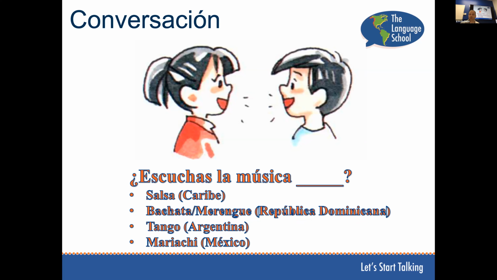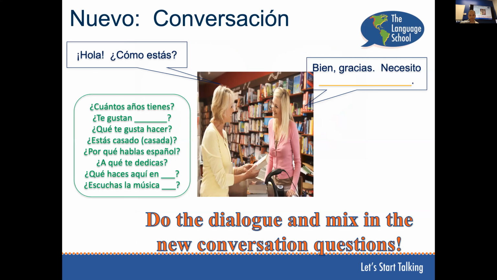So if you're in the Caribbean somewhere like Cuba or Puerto Rico, they might say, ¿escuchas la música salsa? If you're in the Dominican Republic, they might say, ¿escuchas la bachata o escuchas merengue? Of course, in Argentina, tango is the kind of national music. And then mariachi might be a music that you get asked about in Mexico. Okay, so vamos a practicar, okay?